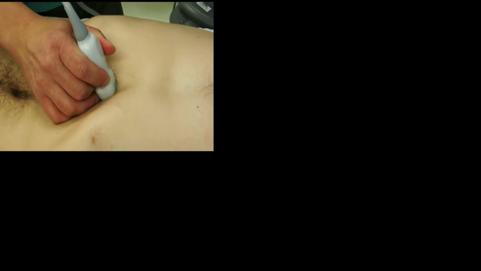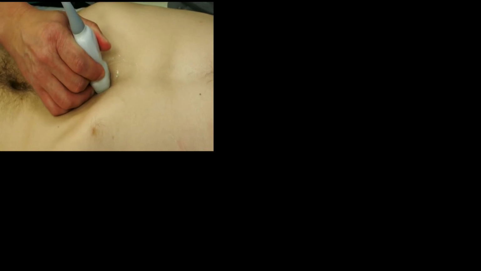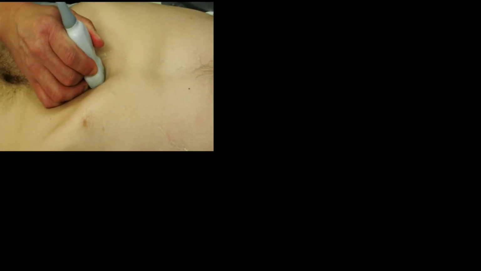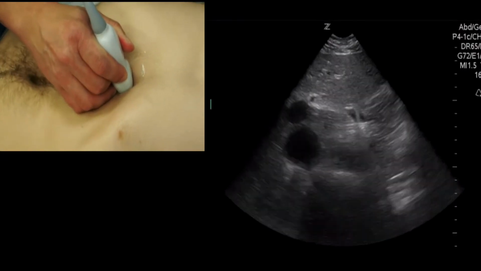You will place the probe underneath the xiphoid process, and the patient should lie supine if possible, and you should stand on the patient's right. If bowel gas obscures your view, apply gentle, steady pressure, and that usually resolves it.